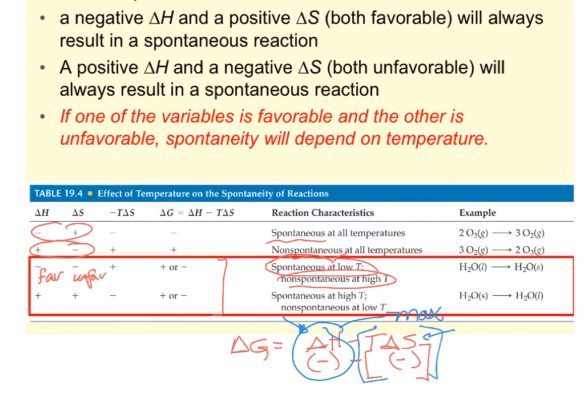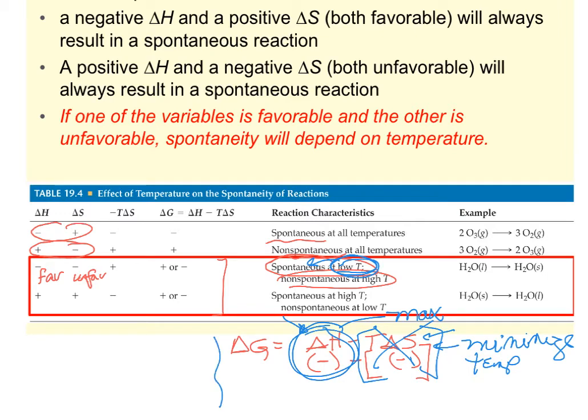Well, you want to minimize the unfavorable factor, right? So how do I minimize the importance of delta S, any change in delta S? I do it by minimizing temperature. So at low temperature, this situation will be spontaneous because we have minimized, or made much smaller, the T delta S term. And so the favorable term dominates.